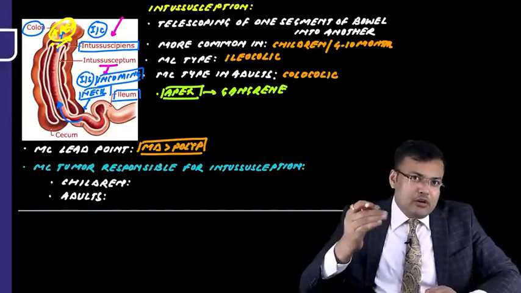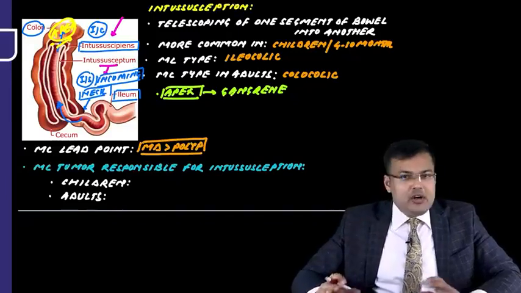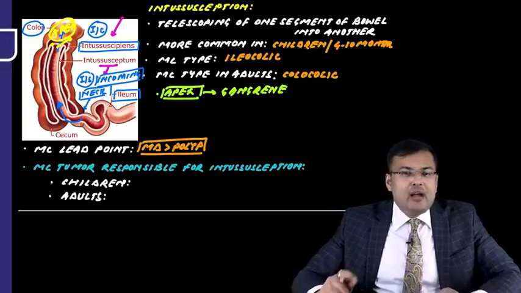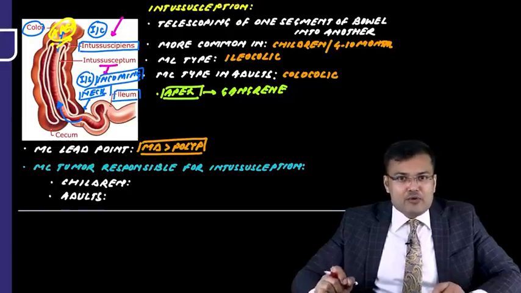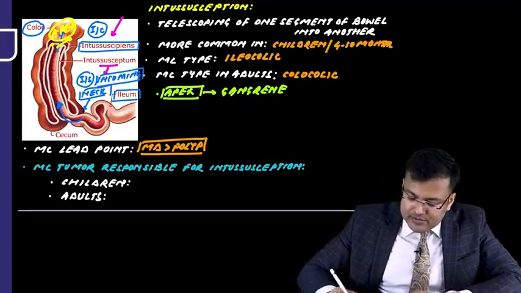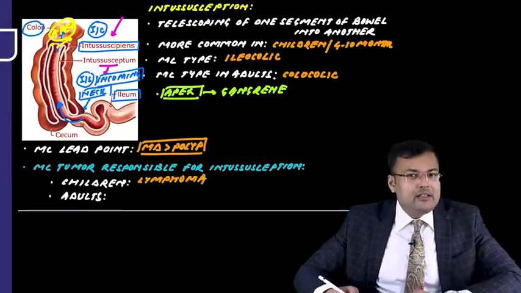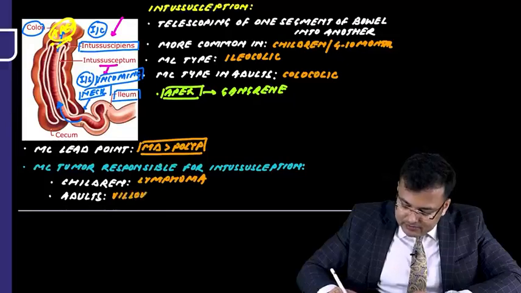Sometimes tumors are also responsible for intussusception. What is the most common tumor responsible for intussusception in children? It is lymphoma. And you know that lymphoma is the most common small bowel tumor in children. And in adults, it is villous adenoma.